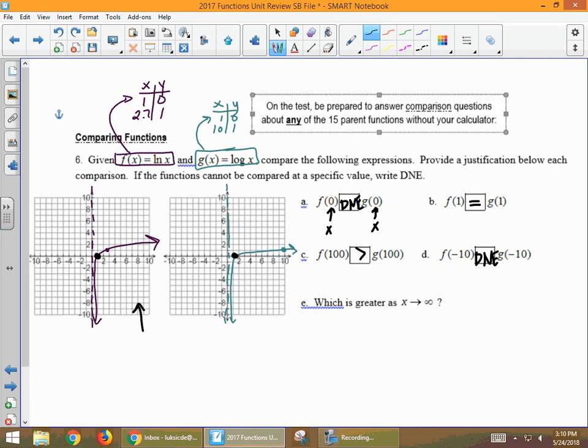Which is greater as x approaches infinity? As x gets really, really big, our y values are bigger for ln of x. So f of x has greater outputs.